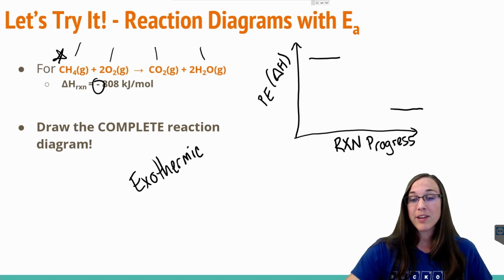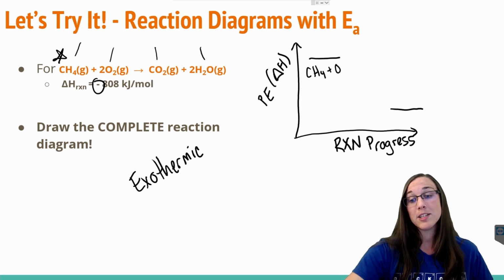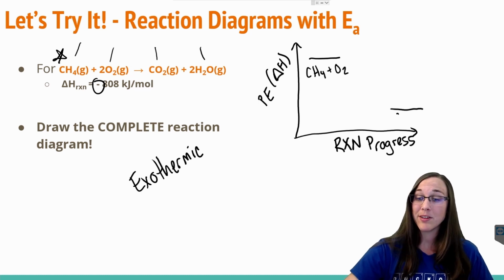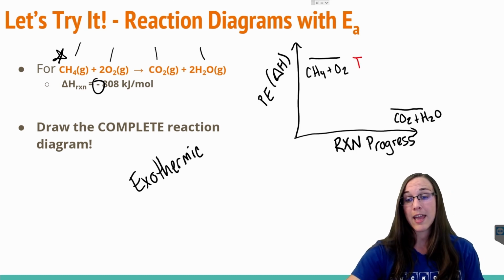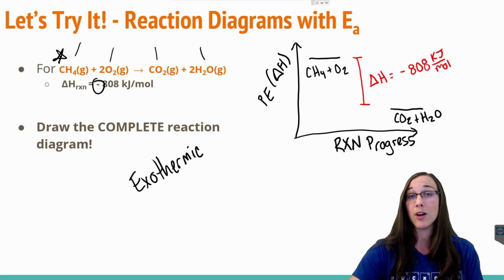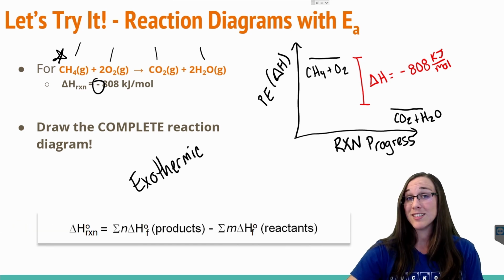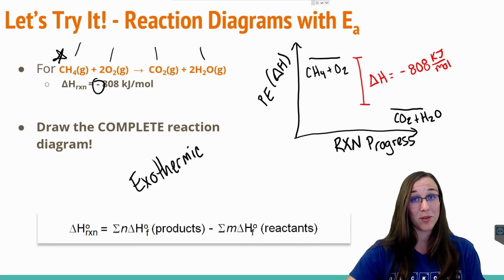Of course, we know what our reactants are. They happen to be CH4 and oxygen. So we might as well label that. And our products happen to also be CO2 and water. So we're going to label that as well. We know that the distance between the reactants and the products is literally our delta H, and our delta H is equivalent to negative 808 kilojoules per mole, which again we calculated in a previous video using Hess's law, which is the sum of the products minus the sum of the reactants.